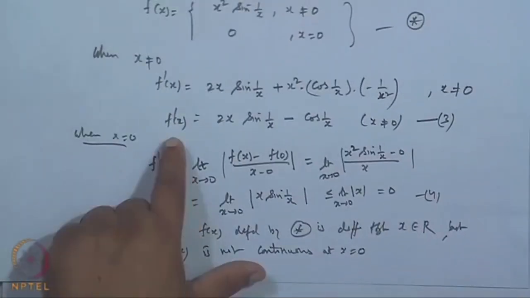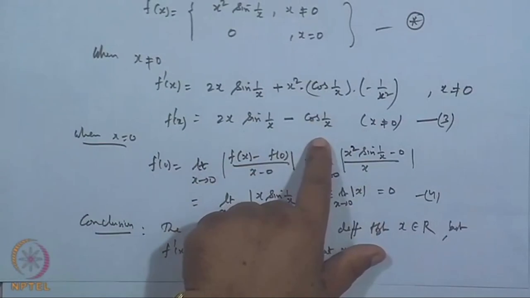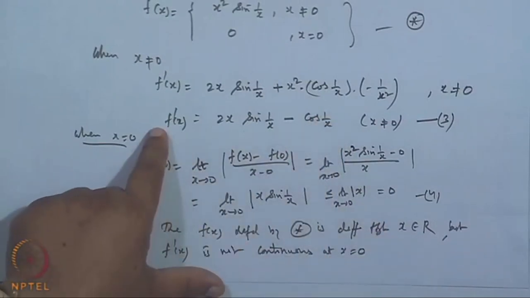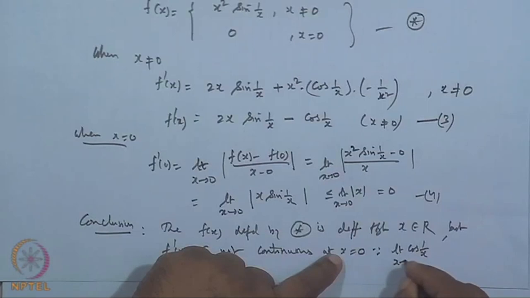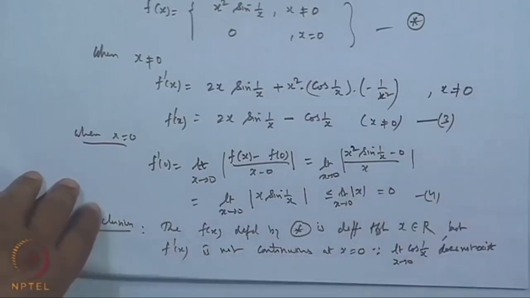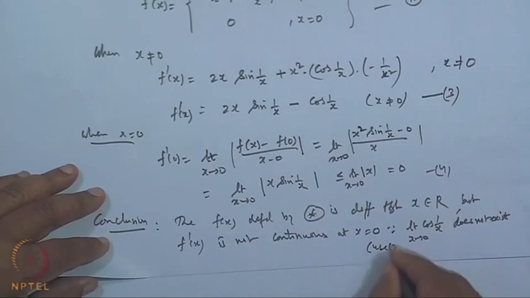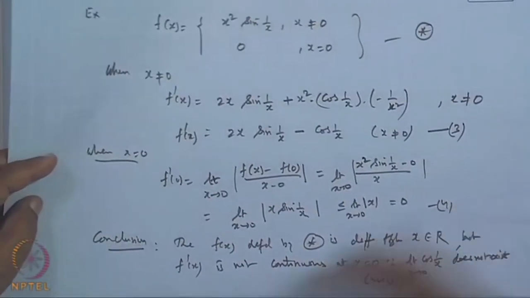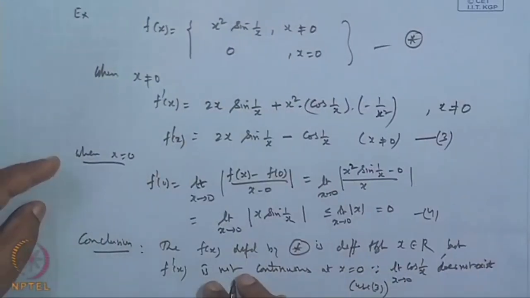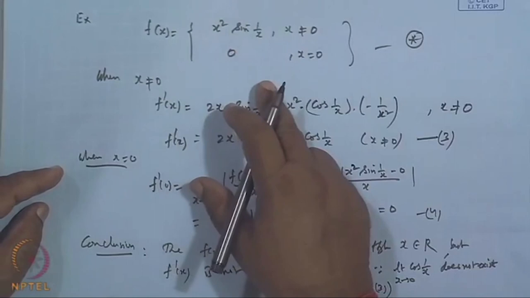Why? Because when you take the derivative, the derivative involves cosine of 1 by x. So, when you take the limit as x tends to 0, the limit does not exist, because limit of cos 1 by x as x tends to 0 does not exist, which is available in 3. Okay? Then we are good. So, when the function is differentiable, you cannot say that the derived function remains continuous. It may not be continuous. If it is continuous, then there is a possibility of going further, is it not? But if it is not continuous, we cannot talk about the derivative. So, in this case, we cannot talk about the second derivative of the function at the point 0. Okay?